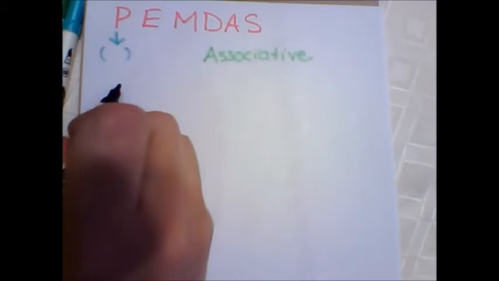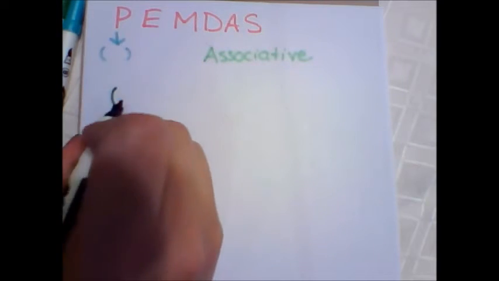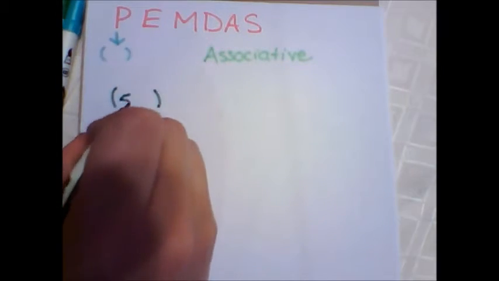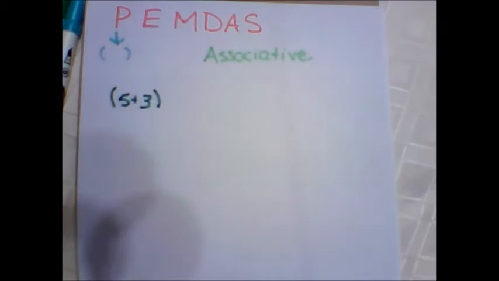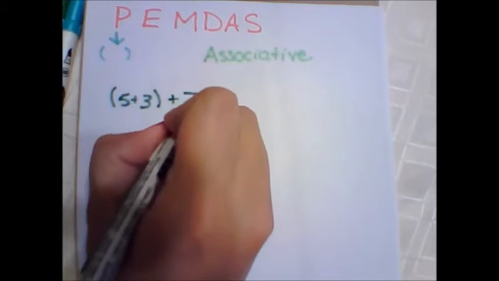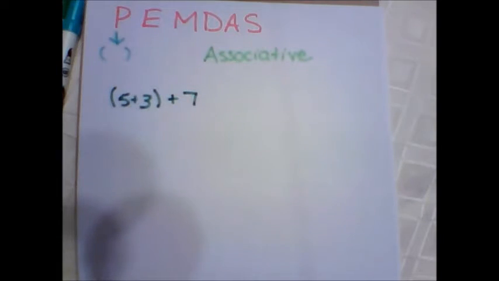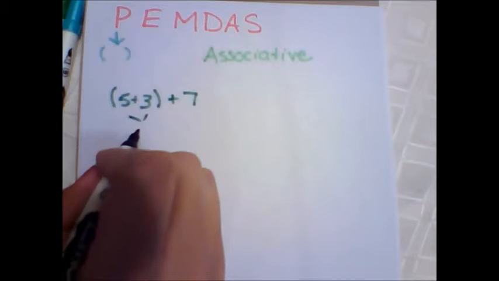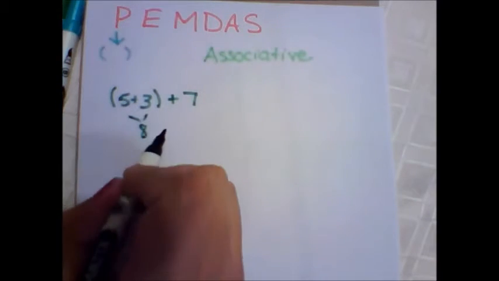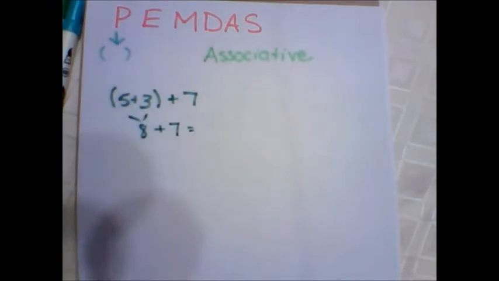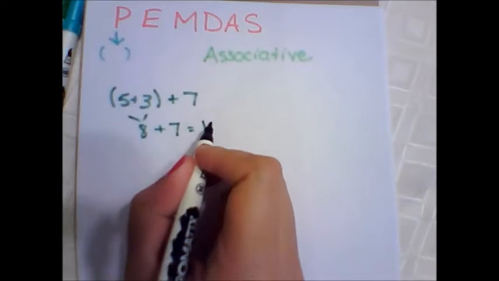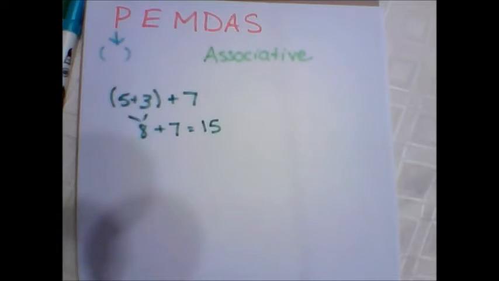Let me show you an example problem. I will do the quantity of 5 plus 3, easy numbers to work with to start out with, plus 7. Let's work this expression out bit by bit. PEMDAS says we got to work in parentheses first. 5 plus 3 is 8. Let's continue with our plus 7. We know 8 plus 7 is 15.